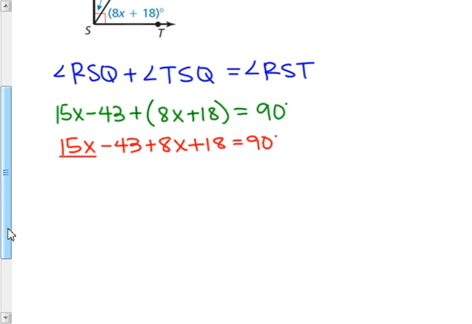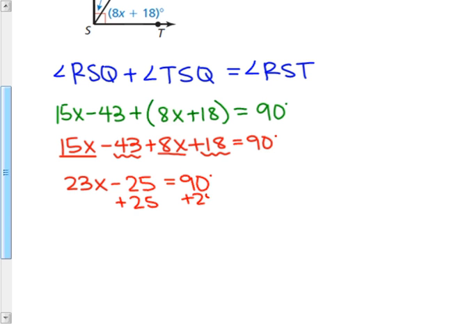All right, and then I'm combining what I know I can combine. 15x plus 8x is going to give me 23x. Negative 43 plus 18, let's see, negative 25, equals 90. And then I'm going to add 25 to both sides. I have to do a couple more things to get x by itself here. 23x equals 115.